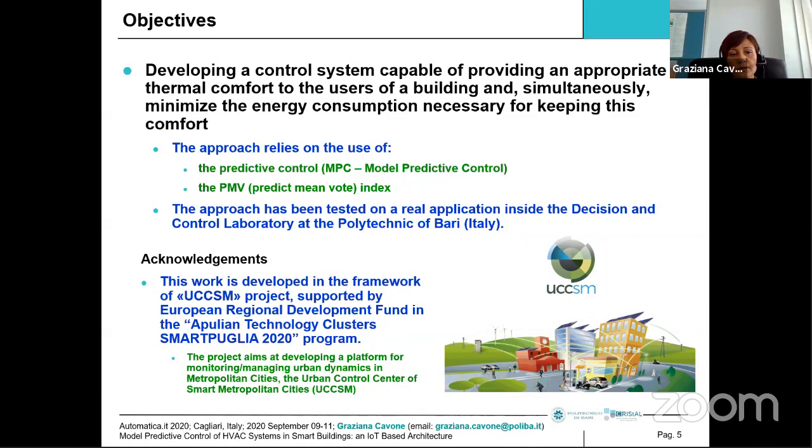And the approach was applied and tested to a real scenario inside the decision and control laboratory at Polytechnic of Bari. The control system was developed in the field of a bigger project that is the UCCSM project that fundamentally aims at developing a platform for monitoring and managing the urban dynamics in metropolitan cities. So it is an urban control center for smart metropolitan cities.